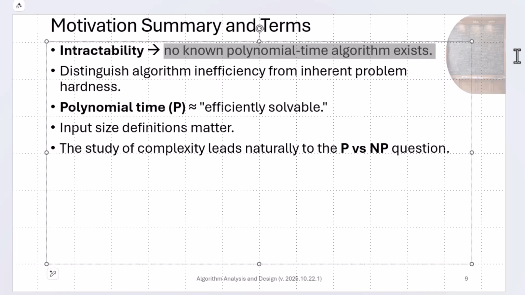So intractability means no known polynomial time algorithm exists. We want to distinguish algorithm inefficiency from inherent problem hardness. Polynomial time means efficiently solvable, at least in theory. Input size definitions matter as well, and the study of complexity leads naturally to the P versus NP question.